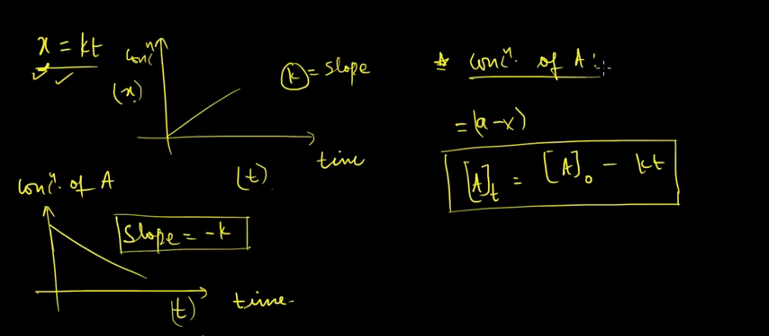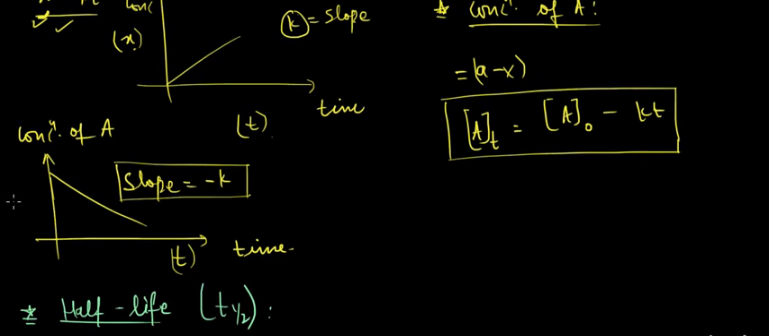Similarly, the concentration of reactant, or specifically the concentration of A, can be written as a minus x. So At, or the concentration of A at any point of time t, can be written as A naught minus kt. Now, if we draw the graph of concentration of A with respect to time t, then it would be a downwards straight line with slope equal to minus k.